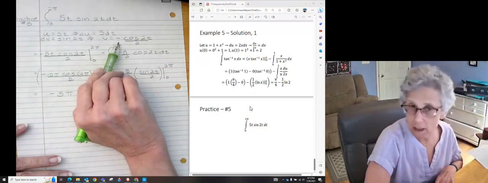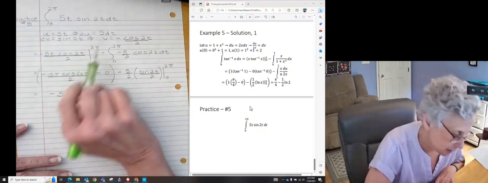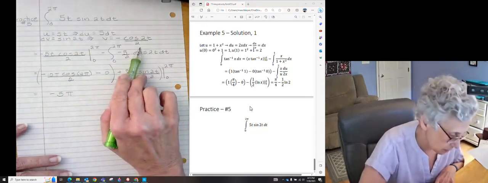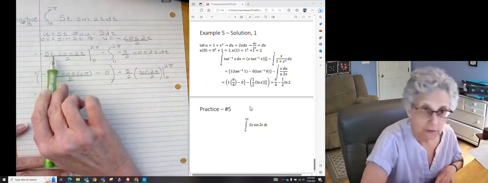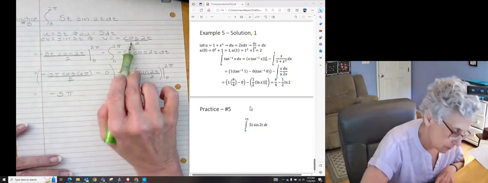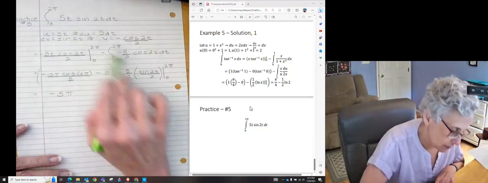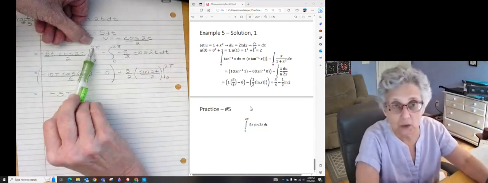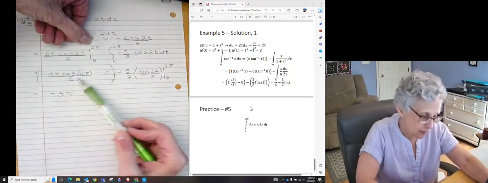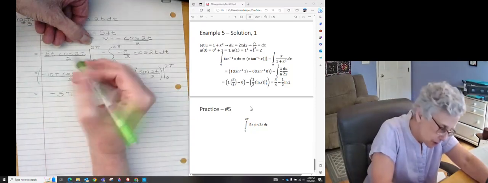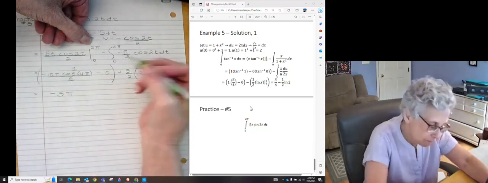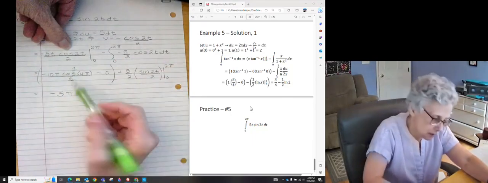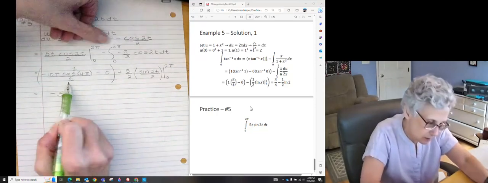Easy to take the antiderivative of cosine. It's negative sine. And since it was 2t, we divide by a 2. So I'm careful with my signs. U times v minus the integral of v du. I went ahead and plugged in my 2 pi. Cosine of 4 pi is equal to 1. But since I plug in 0, 0 times anything is 0, so I'm left with this piece.